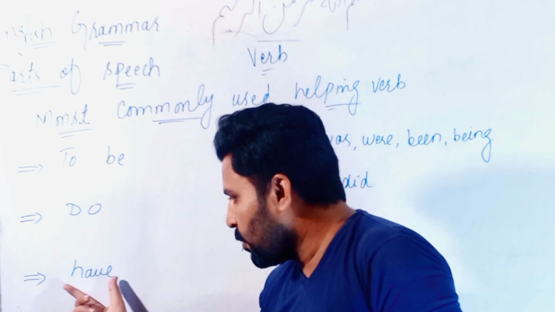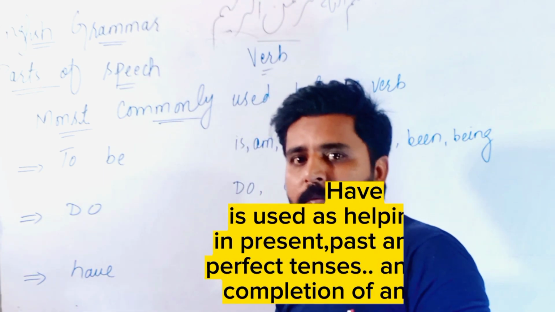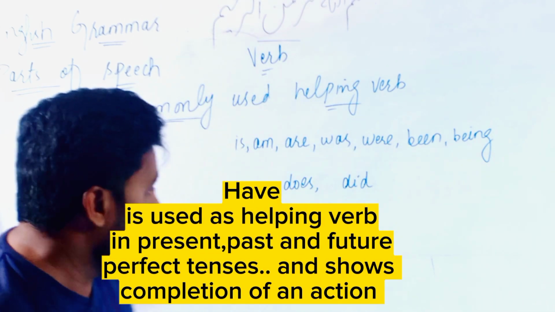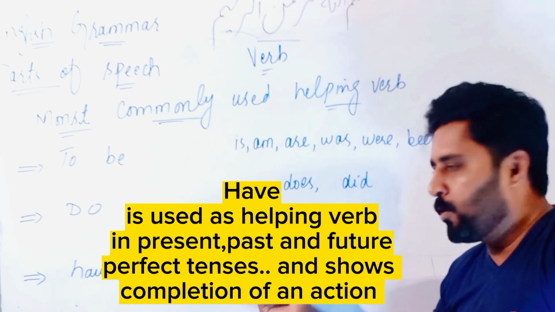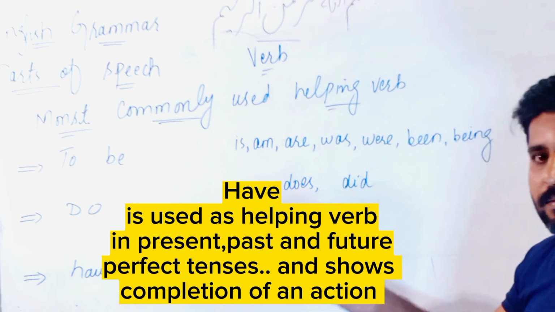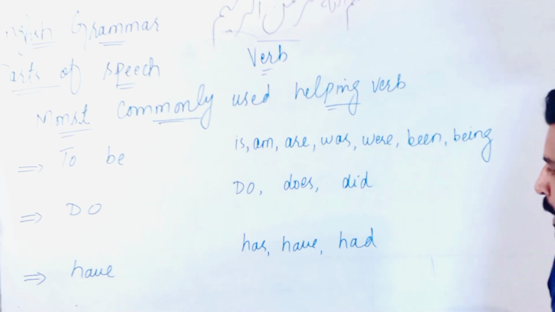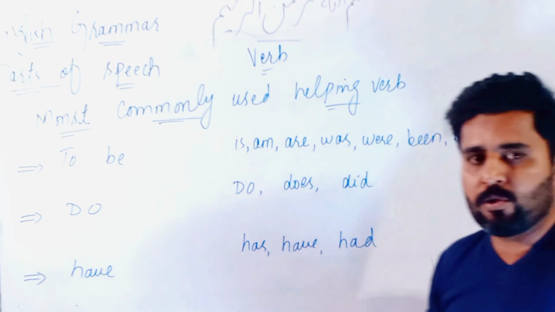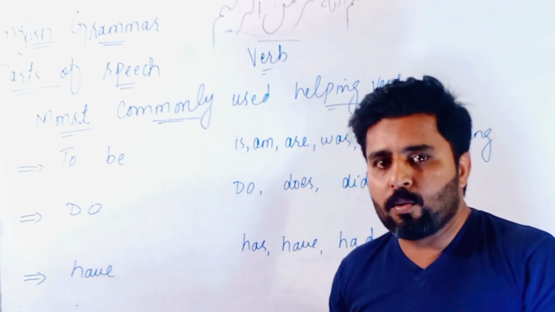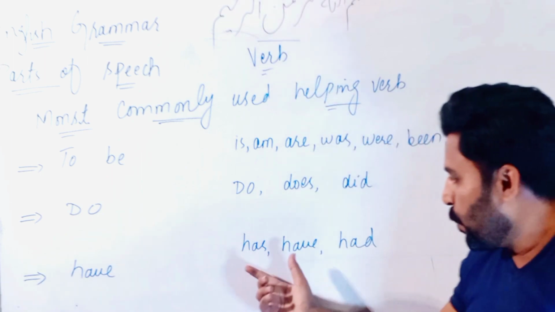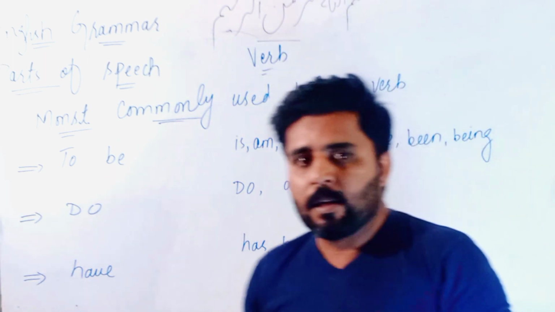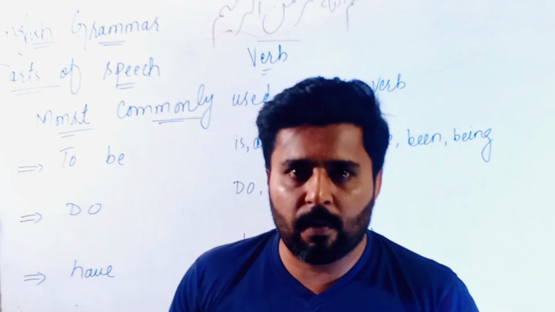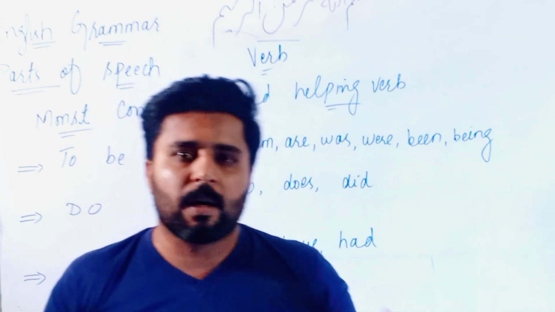Then third most commonly used helping verb is have. Have takes its other forms. When we use it in present form, we use has or have, as we use different type of pronouns. And then comes had. Had is used when we talk about past tense, and both helping verbs are used to show the perfection of an action in present time or in past time.